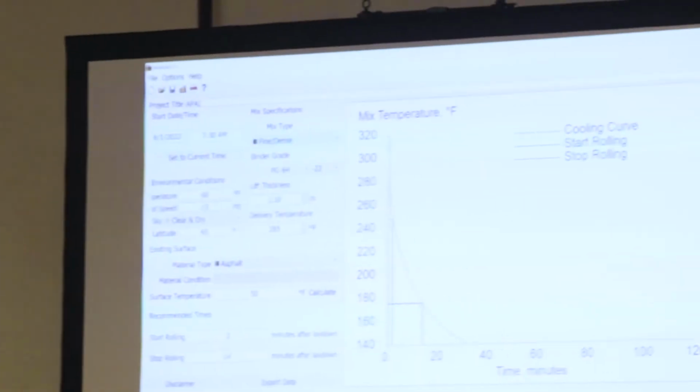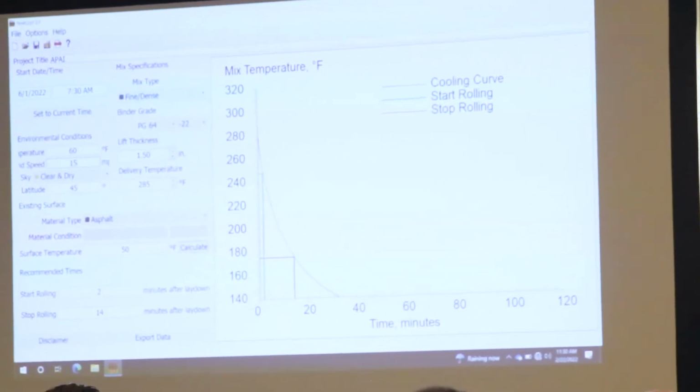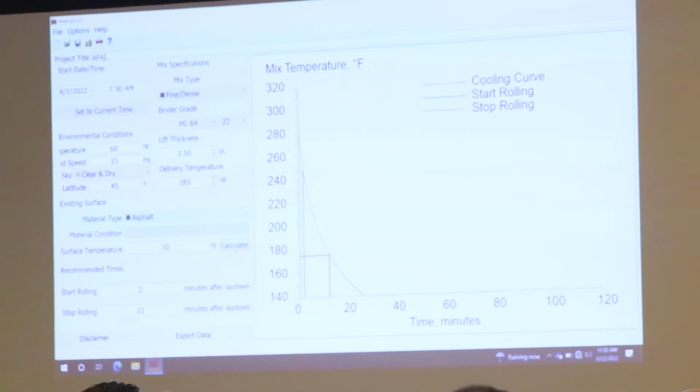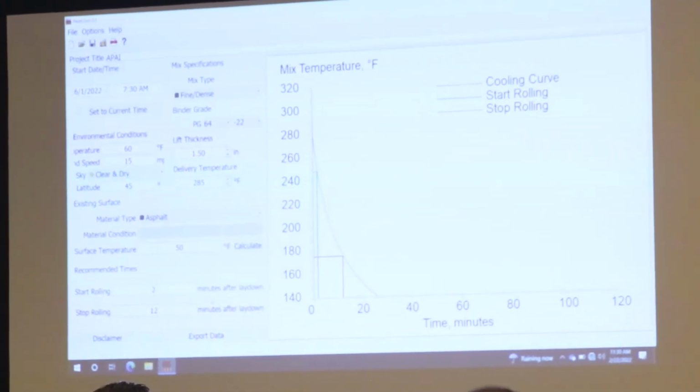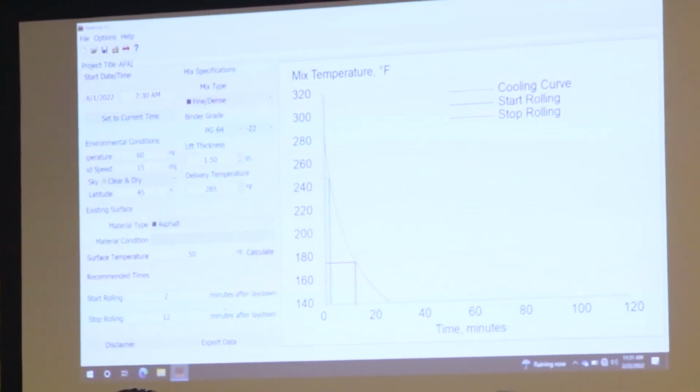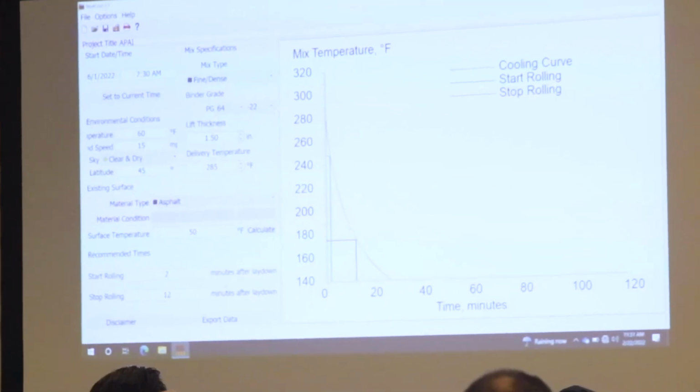So let's do something. Let's don't change anything, Kirsten, but one thing. Go over there to the wind speed and kick that up to about 15 miles an hour. Now, remember, we had 2 minutes to start. We had 14 minutes to be done. You just lost 2 minutes because you got 15-mile-an-hour wind instead of 5-mile-an-hour wind.